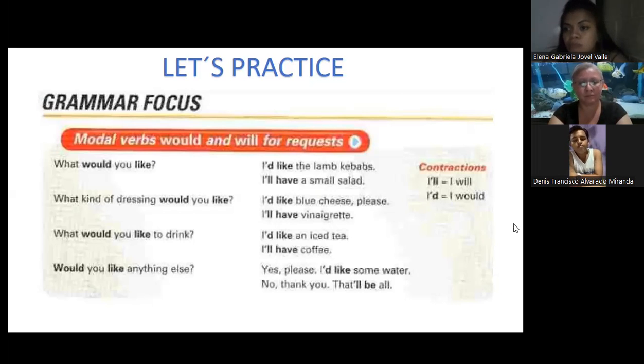Esto como que se ocupan un poquitito más que el want. Entonces, son como más comunes para un restaurante. But you can use want and people will understand that. But those are like the most common.